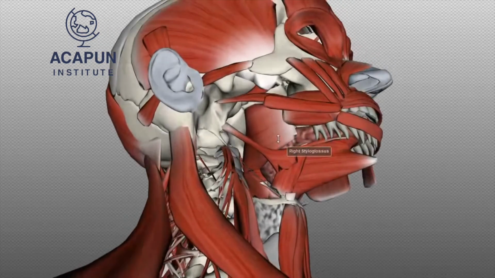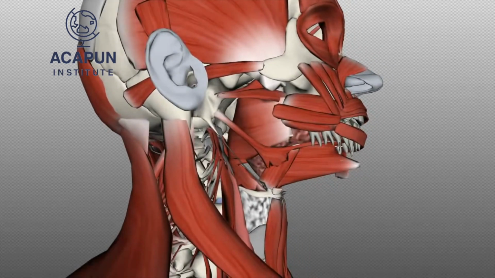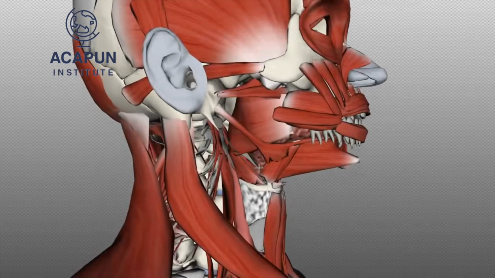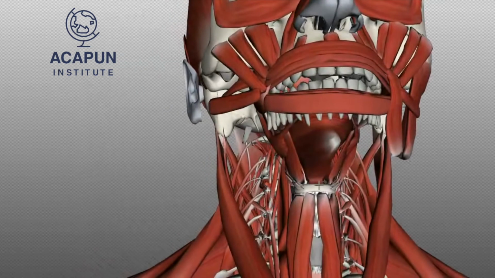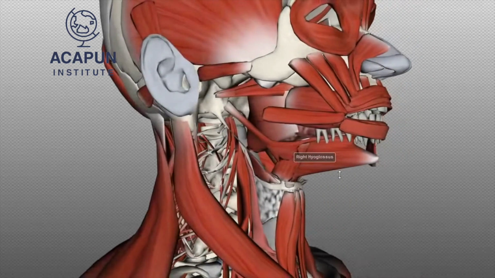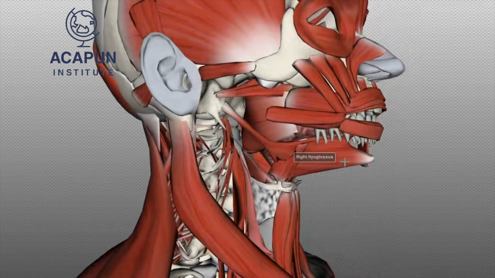So you can see the tongue here, obviously you know what the tongue is, so it inserts along the entire length of the tongue and also onto the body of the hyoid. If we look anteriorly, you can see the insertion of the genioglossus onto the body of the hyoid. So this muscle can depress the centre of the tongue, and it can protrude the tongue.